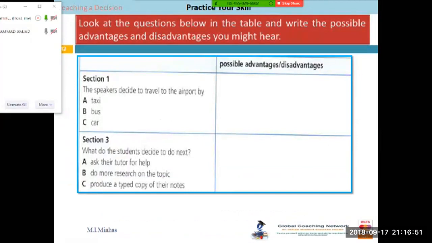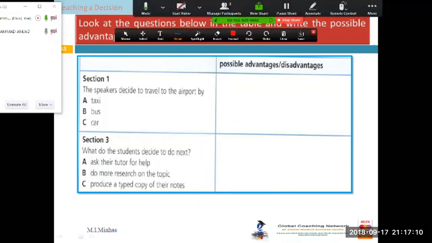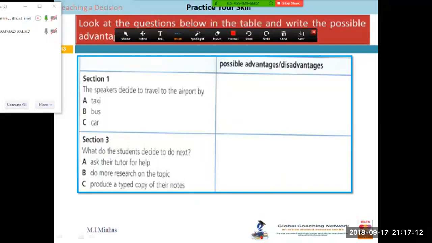Anyways, look at the questions below in the table and write the possible advantages and disadvantages you might hear. This is just to give you an idea of the focus of this kind of discussion. Now, the first question asks: the speakers decide to travel to the airport by what? What do you think will be the advantage of taxi?